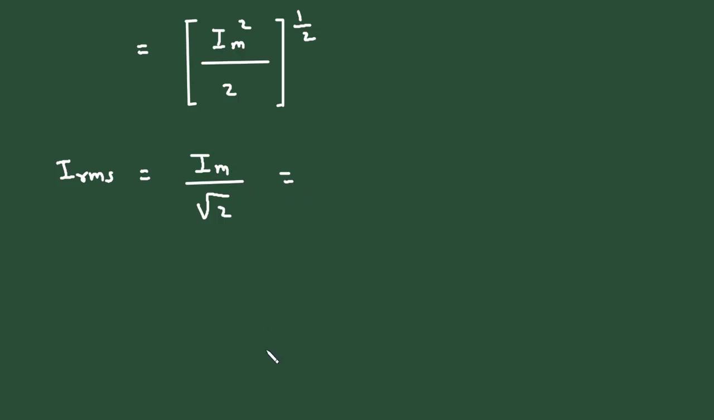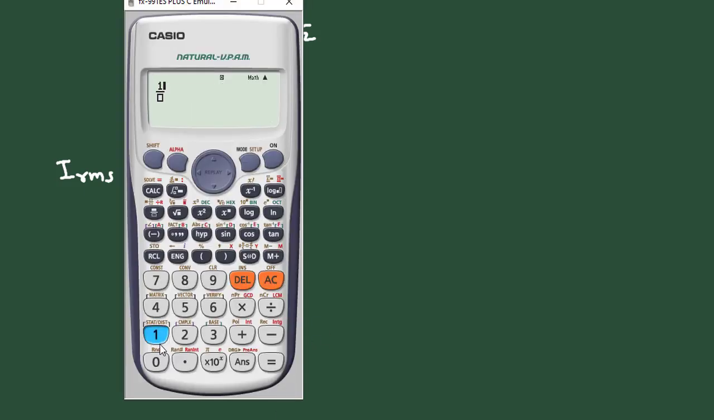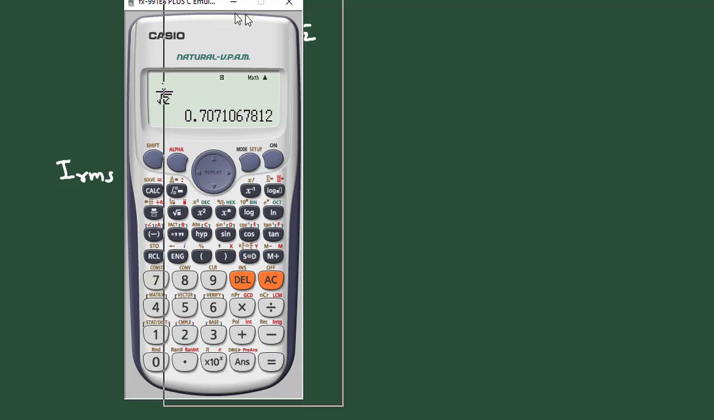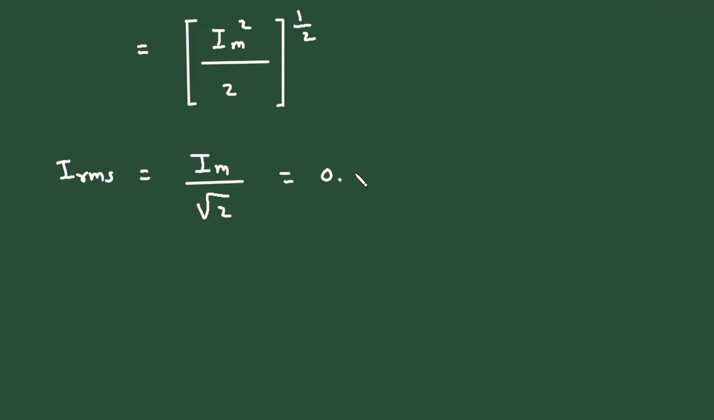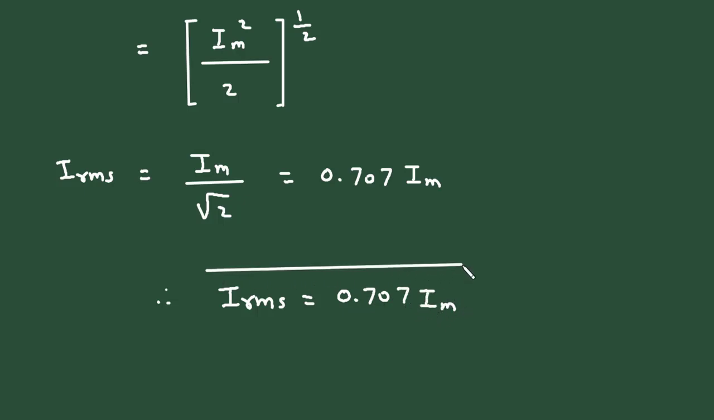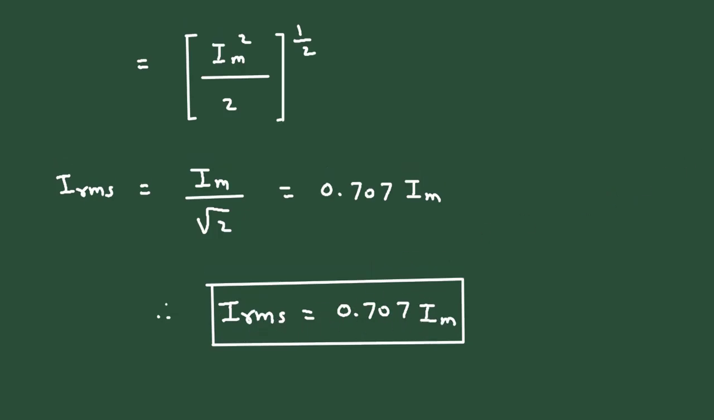Now if we simplify this, 1 divided by root 2 is 0.707. So therefore RMS is equal to 0.707 Im, where Im is the maximum value of alternating current. So this is the relationship between maximum value and RMS value in case of alternating current.